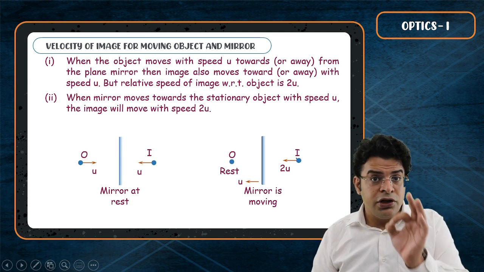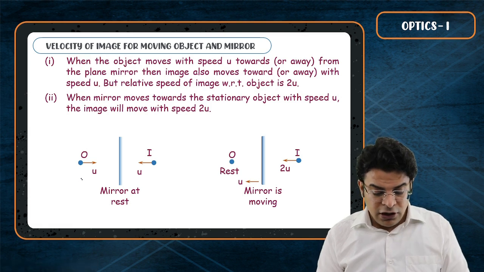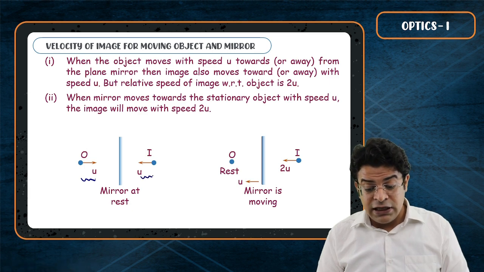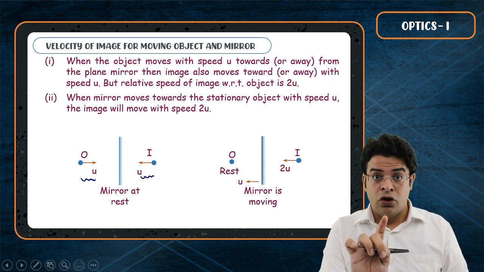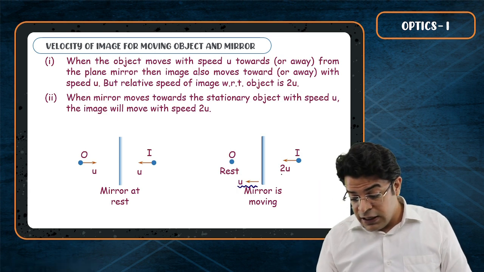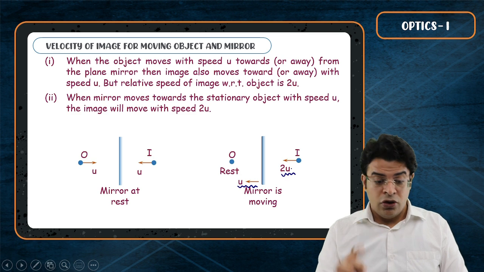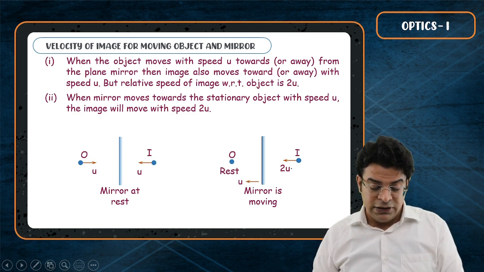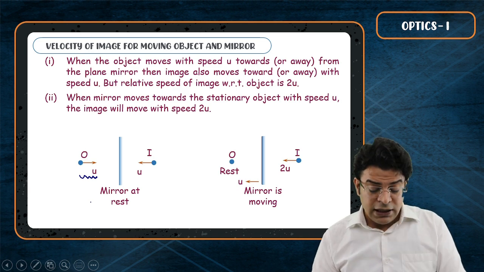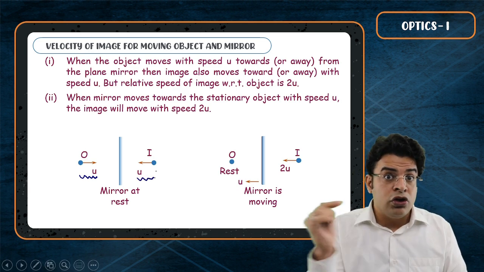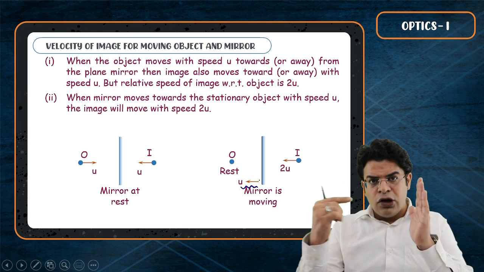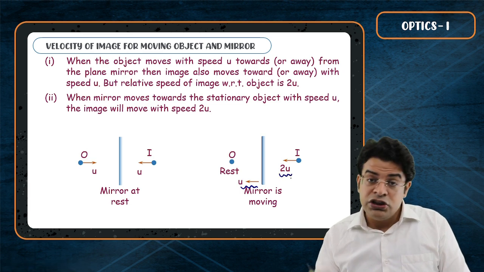Once more, remember this concept. If the object has a velocity u along the normal, then the image has a velocity minus u along the normal. If a mirror has velocity u along the normal, then the image has velocity 2u along the normal. Once more, pause it, revise it. If the object has velocity u along the normal, then the image has velocity minus u along the normal, same magnitude, opposite direction. If the mirror has velocity u along the normal, then the image has velocity 2u along the normal.